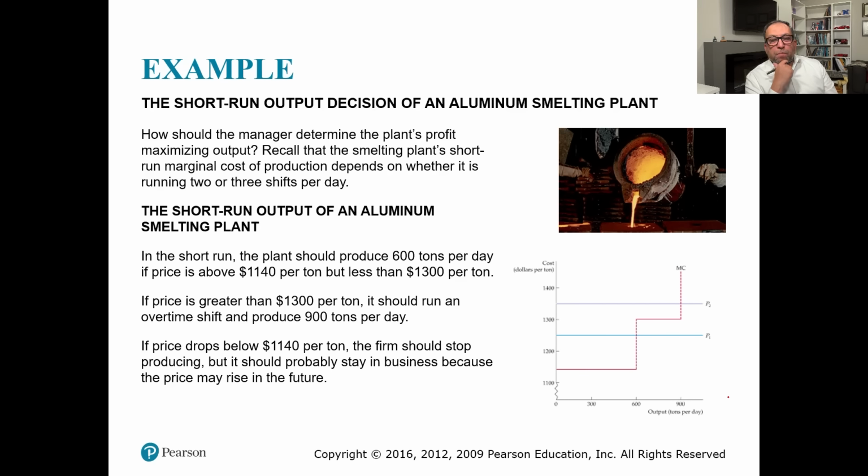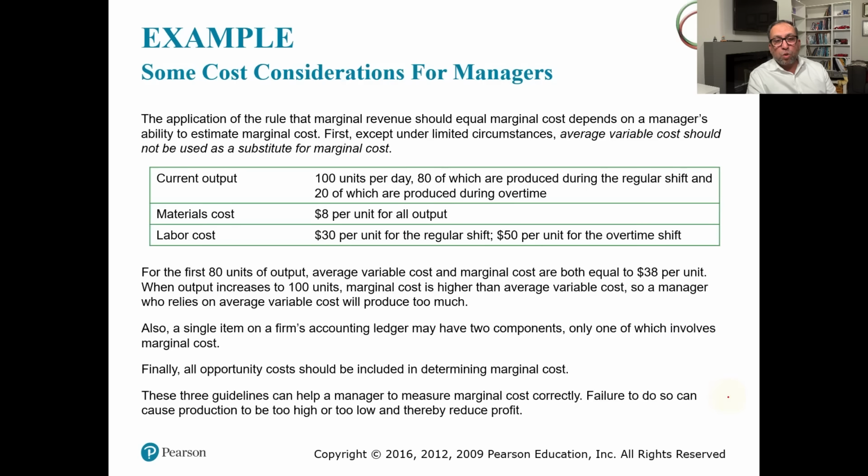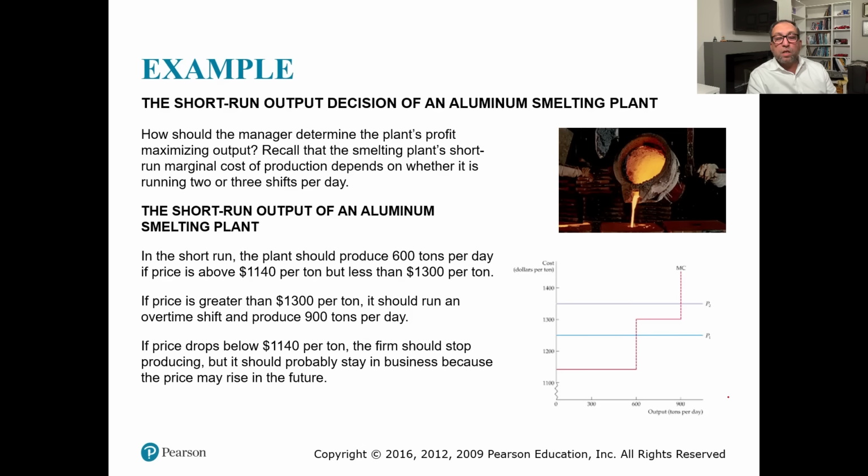So here is an example, again with aluminum: the short-run output decision of an aluminum smelting plant. How should the manager determine the plant's profit maximizing output? We already learned that the manager has to decide where marginal revenue is equal to marginal cost. Recall that the smelting plant's short-run marginal cost of production depends on whether it is running 2 or 3 shifts per day.